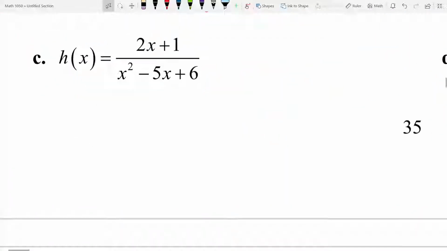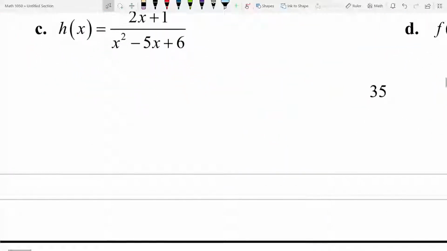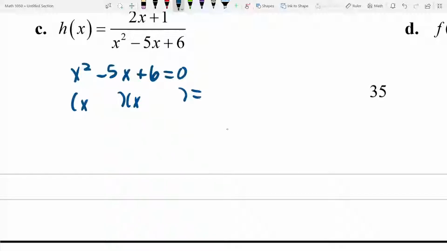All right, here we go with question C. Find the vertical asymptotes. So you take the bottom and you set it equal to 0. And then you factor it. So it goes to x and x. Signs are the same, they're both negative. 3 and 2 multiply to give me 6 and add to give me 5. So I have an asymptote at x equals 2. And I also have an asymptote at x equals 3. As far as this particular problem goes, you're done.